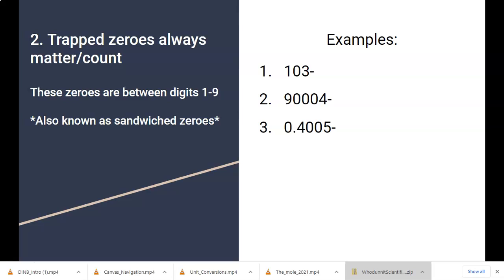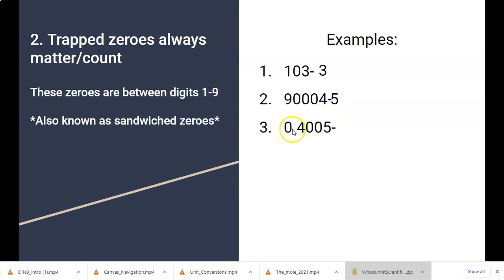Okay, sorry, switch slides. Trapped zeros always matter. These are zeros between numbers 1 through 9. They're also known as sandwich zeros, or captured zeros. So if you notice here, I have 1, 0, 3. My 1 and 3 are significant because they're non-zero numbers, and my zero, because it's trapped, is significant, so it's 3. Here I have 9, 0, 0, 0, 4. So my 9 and 4 count. That's 2 significant figures to start. But because these 3 zeros are in between, they have to count as well. And so my answer is 5.